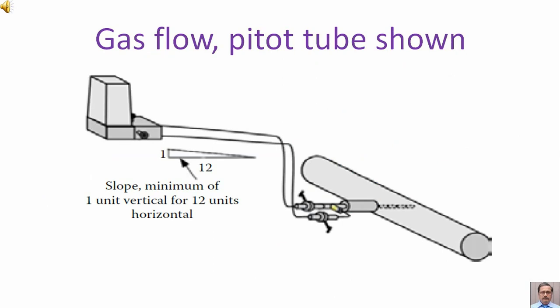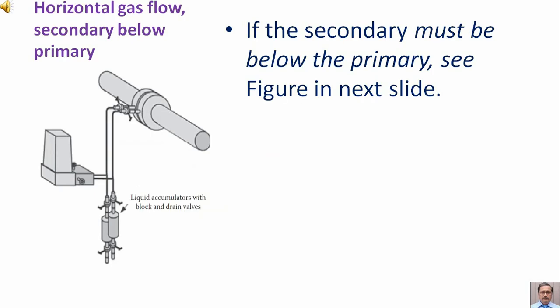Gas flow. Pitot tube shown. Horizontal gas flow, secondary below primary. If the secondary must be below the primary, see the figure in the next slide.